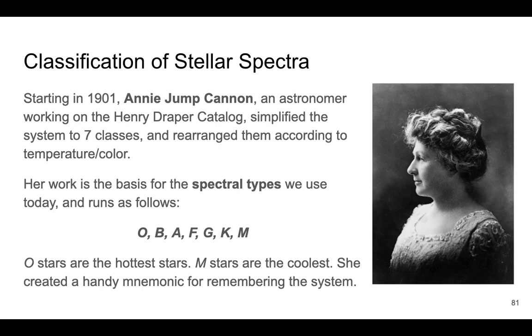So her system has them in this order: O, B, A, F, G, K, M. In the system, O's are the hottest and M's are the coolest. So why do we have this sloppy system using letters and they're all out of order? It's because we started with an alphabetically sensible system that ended up not being the right way to do it. So yeah, we kind of had to mix. She improved the system. So how are we going to remember this very bizarre system of letters?